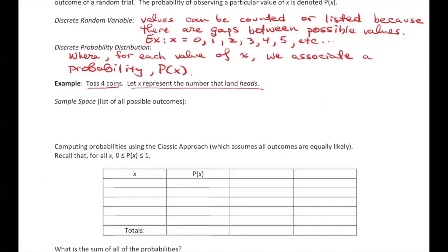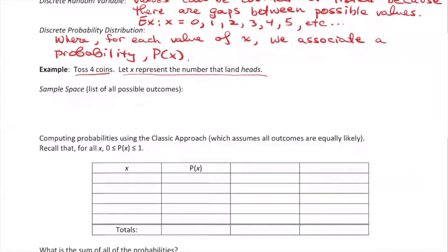Now remember, a sample space is just a list of all the outcomes. So let's see here. You could get 0 heads, so that would be 4 tails. You could get 1 head. That could be HTTT, or TTHT... or rather THTT, or TTHT, or TTTH. So all of those are with one head. I'm going to highlight those together.